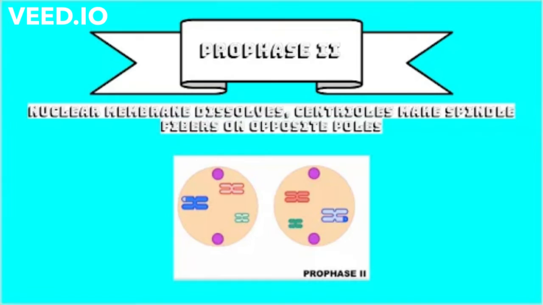So let's get back to our phases to see what happens in the following half of meiosis. The first phase of the second half of meiosis is prophase 2. Just like prophase 1, the spindle fibers are going to form, the nuclear membrane is going to dissolve, chromosomes are going to condense, and centrioles are going to move to opposite poles of the cells.